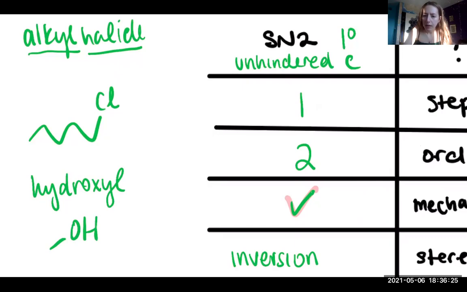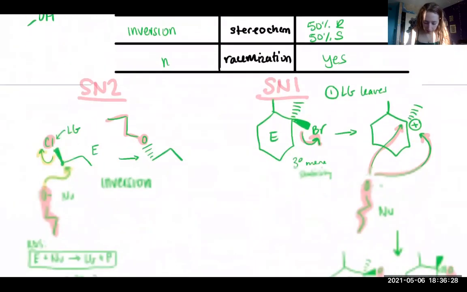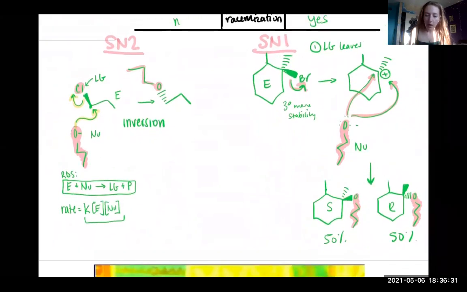Can I go to the slide where I draw the mechanisms? Yes, I can hover over here. So unhindered carbon means it doesn't have a lot of substituents coming off of it. For example, a primary carbon is only connected to one other carbon or one other thing, and so it's pretty open. As opposed to a tertiary carbon, which is very blocked by other groups coming off of it, and so that'd be very hindered. Exactly, Jeff. Yes.